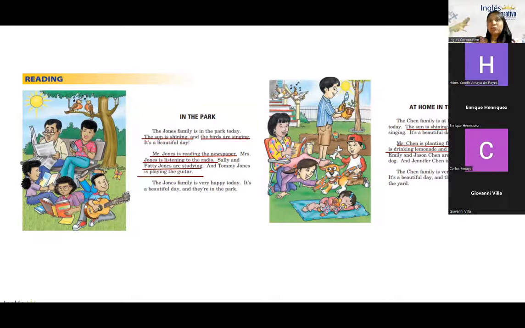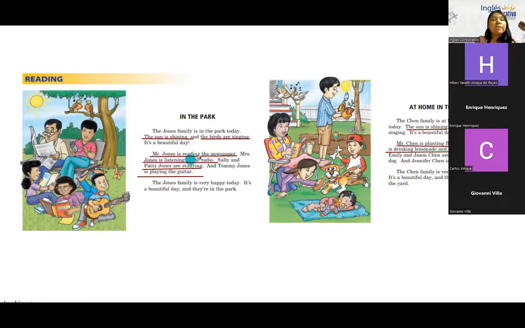So the sun is shining. The birds are singing. And look at the birds right here. They are singing, right?